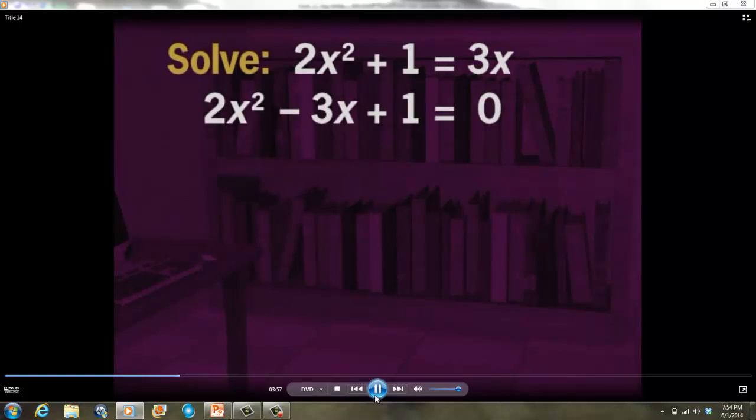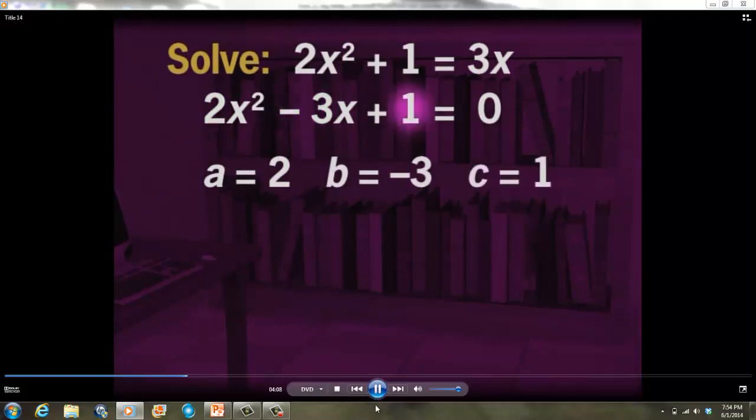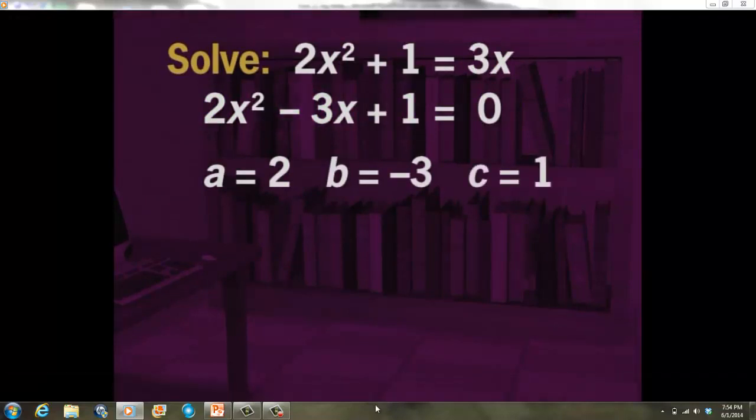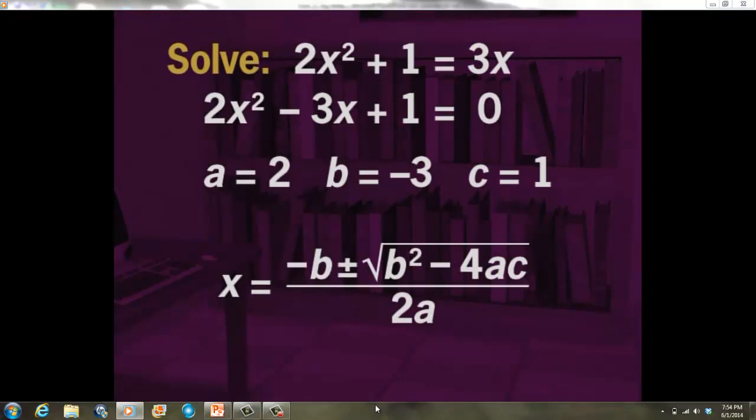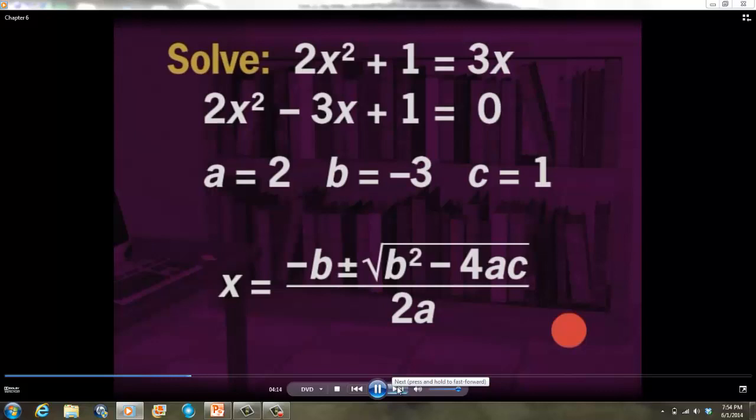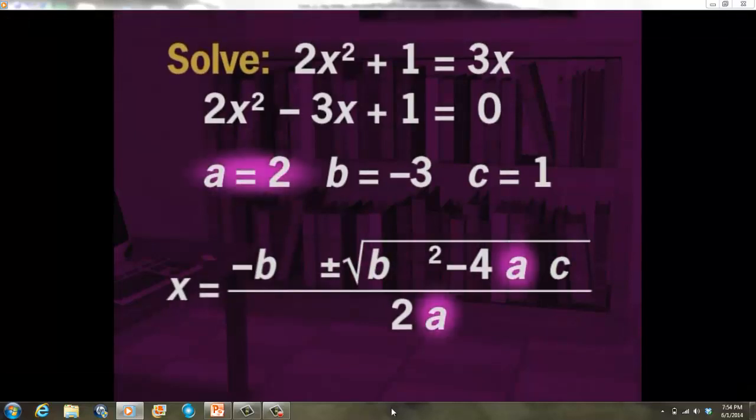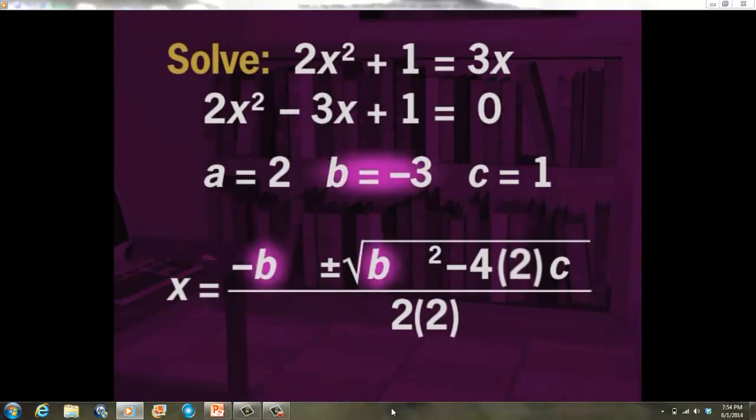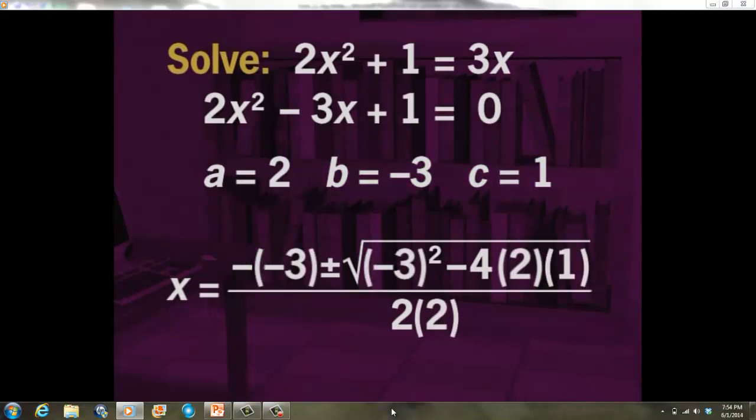Now we're ready to identify the values of a, b, and c. A equals 2, B equals -3, and C equals 1. Substitute those values into the quadratic formula. In the formula, replace A with 2, B with -3, and C with 1. Then simplify.